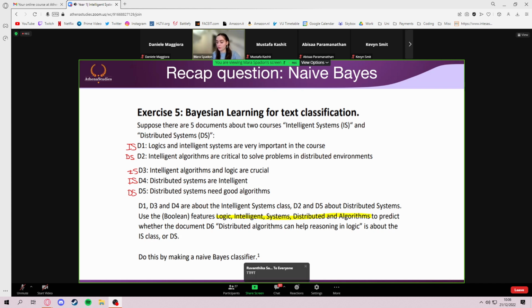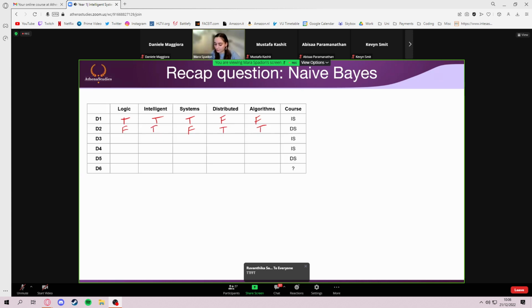True, true, false, false, true. Exactly. So we have logic, intelligent, and we had algorithms, right? Yes. Okay. So is this clear to everyone how we find out these true and false values? Or does anyone have any questions about this?